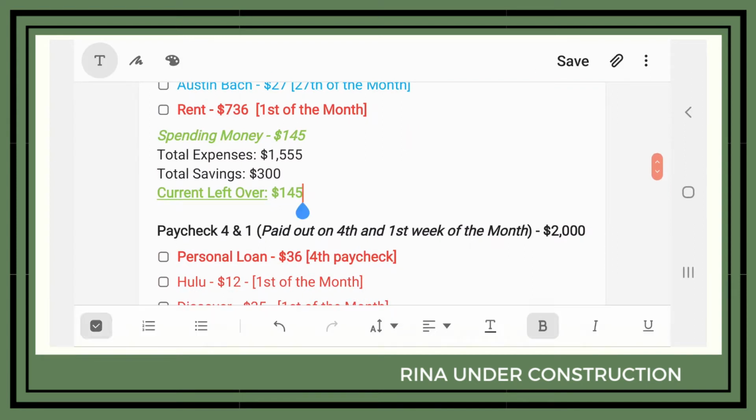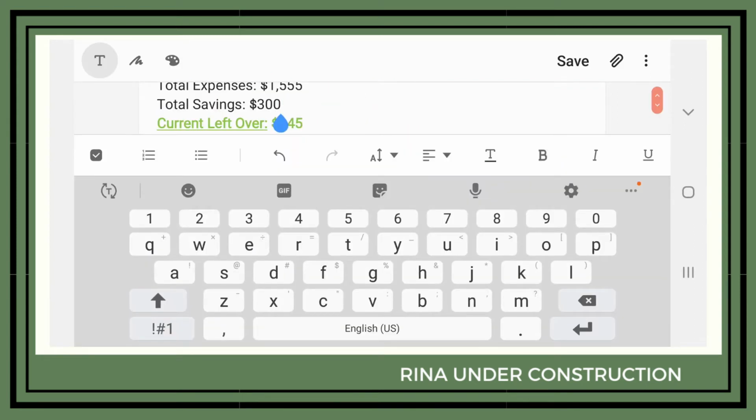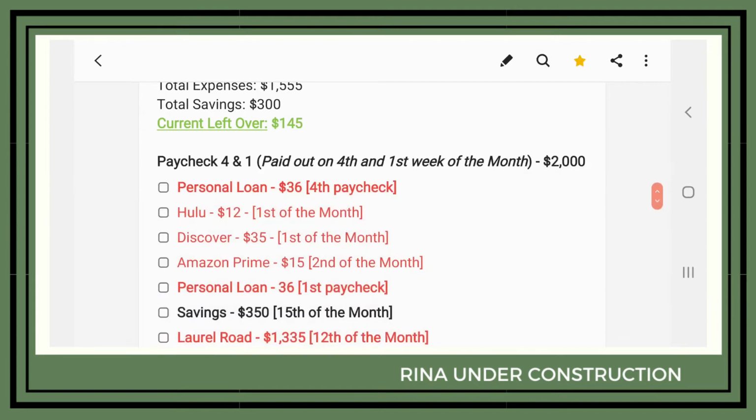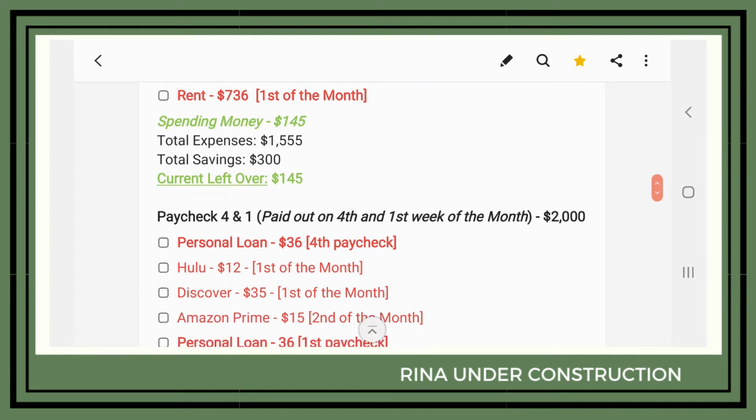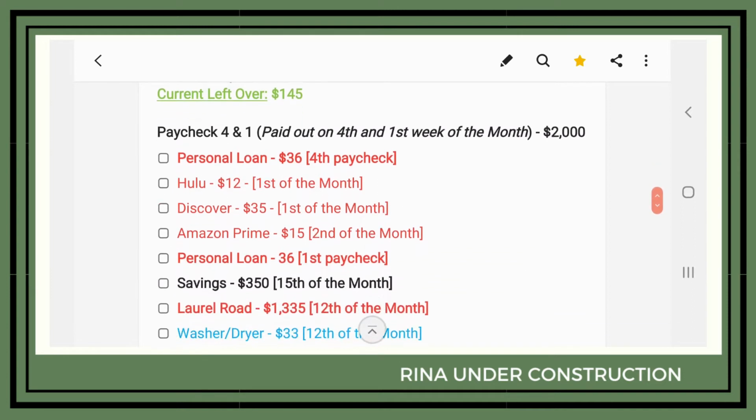So I keep this little section below just to track my spending. So anytime I make an expense, I'll lower this. So say I spent $10, I'll lower this to $135. So I'm aware of how much money I have left to spend until I get my next paycheck.